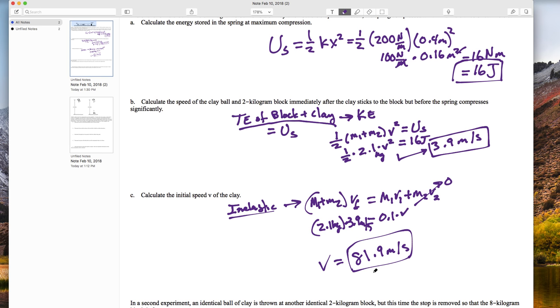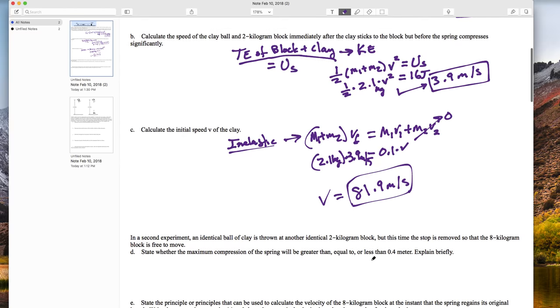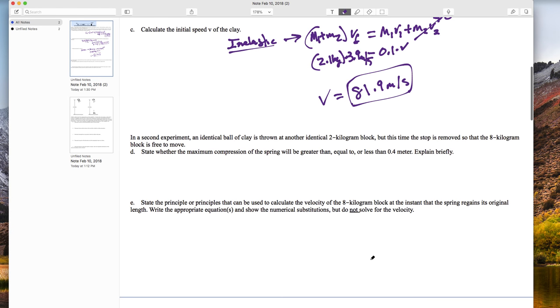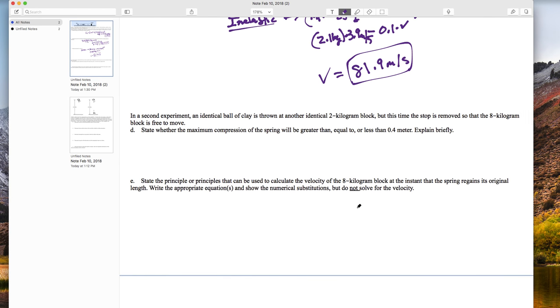And so now we want to know that we have a second experiment. An identical ball of clay is thrown at another identical 2 kilogram block, but this time the stop is removed so that the 8 kilogram block is free to move. So in this idea, we have a clay ball thrown at a 2 kilogram block with a spring attached to an 8 kilogram block. This is still going with V, still 0.1 kilograms.